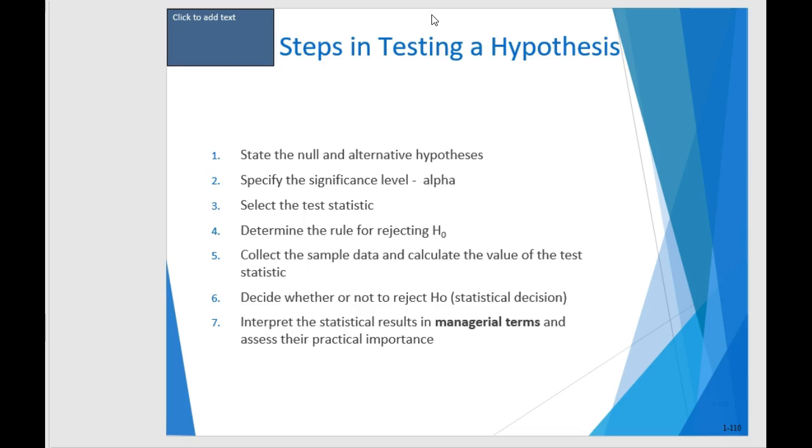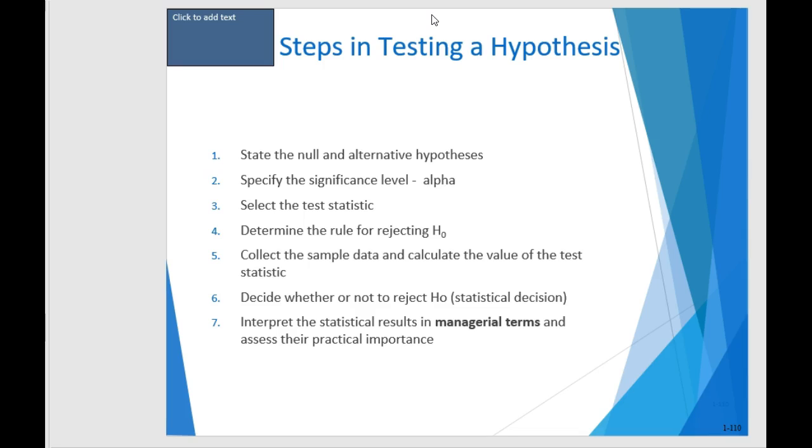Alpha equal 0.05. Number 3, select the test statistic. So depending on what we were looking at, depending on what the problem is asking for, we just select our test statistic. Is it going to be Z? Is it going to be T? Is it going to be Z with the population proportion? Or is it going to be chi-squared because we're looking to prove something about the population standard deviation or the population variance? Okay, so that's number 3, when we determine what the test statistic is.